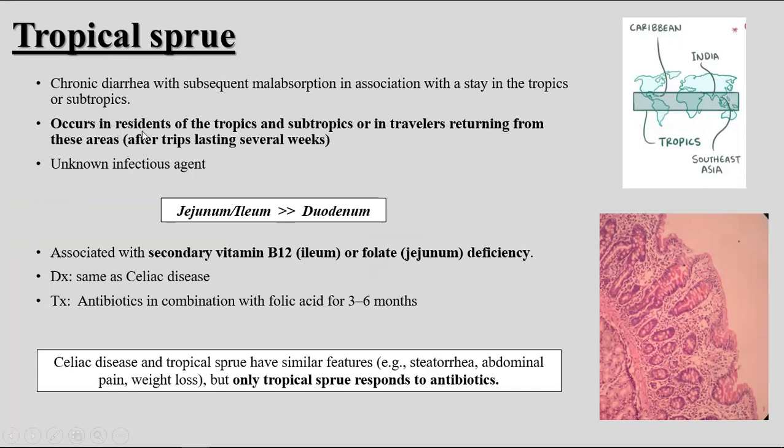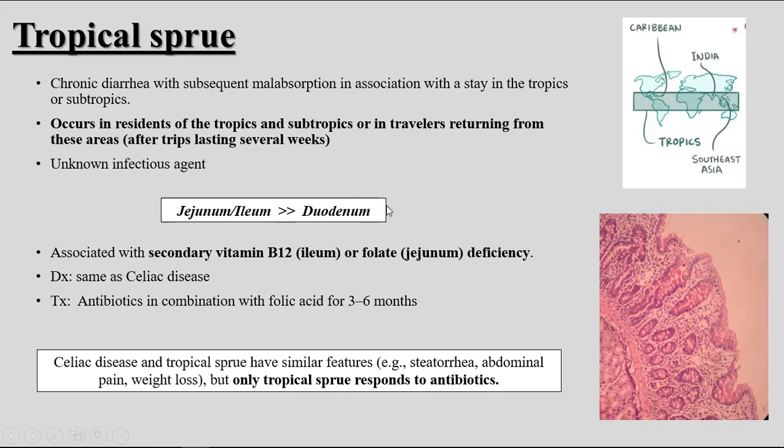So it can either occur in residents that usually live in these areas or in travelers that go to these areas, but you have to remember that it has to happen over several weeks. It can't be that they just go on a 1 or 2 day trip and they get tropical sprue. It's usually over several weeks of consuming food or infectious agents that you're exposed to. So in this case, again, it's going to present with chronic diarrhea, subsequent malabsorption, but it's associated with the tropical stay and suspected also to be of some kind of unknown infectious etiology.